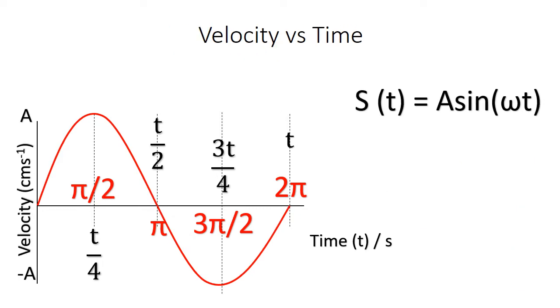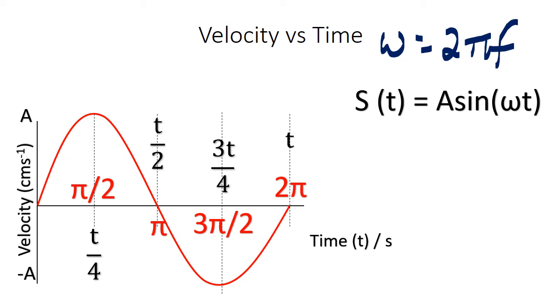We'll be generating a velocity versus time graph from displacement versus time. If you look at the plot that I have, this is still displacement versus time, and it's governed by this equation, S of t, displacement as a function of time, equals A, the amplitude, times sine omega t. Omega is the angular frequency. Omega has the equation 2 pi times f, where f is frequency measured in hertz or reciprocal seconds.